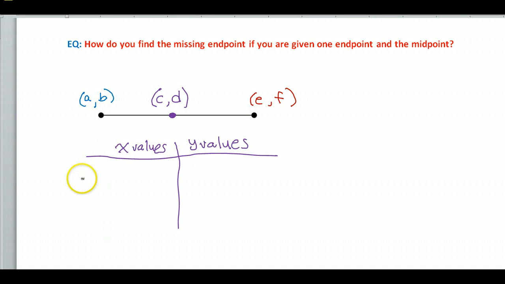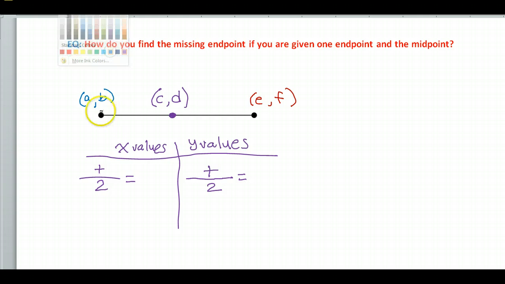Okay, so just like we did before, we're going to take the average of the x values. So we're going to add up the x values, divide by 2, and see what we get. And we'll do the same thing for the y values. We're going to add up those y values, divide by 2, and see what we get. So for the x values, what are my two x values right now? Alright, I've got A and E. Those would be the x values I want to take the average of. So I would do A plus E divided by 2. And that should give me the midpoint x value. Well, we already have a variable for that. So that should equal C.